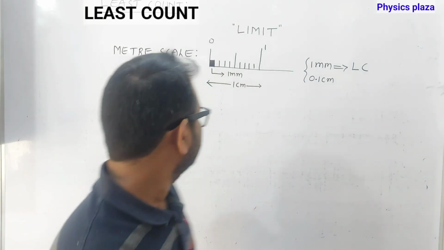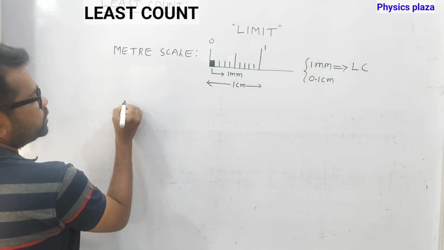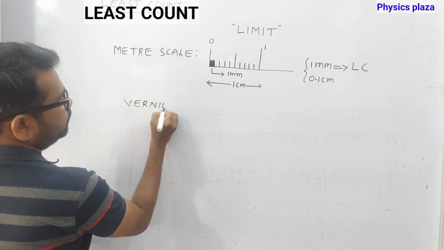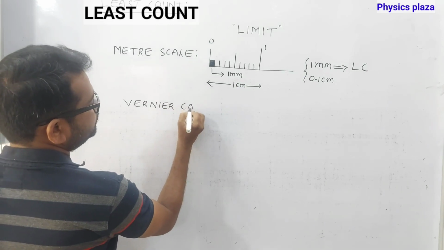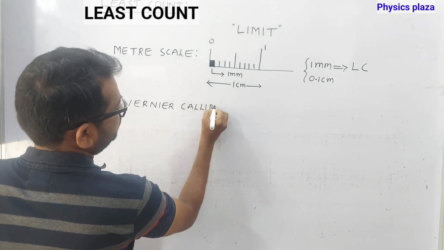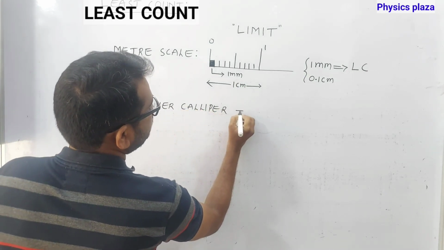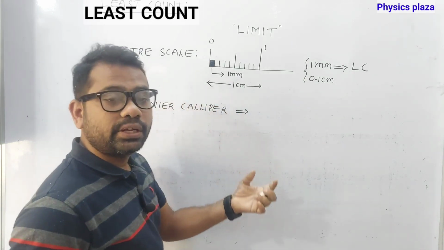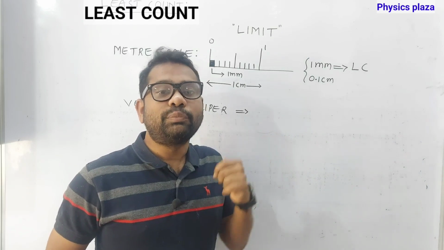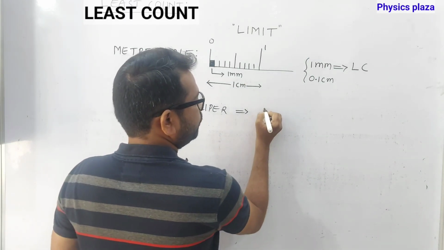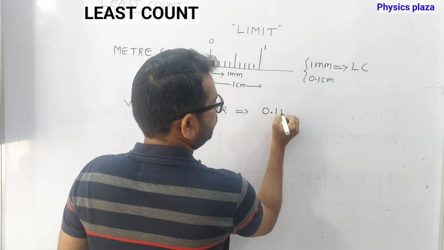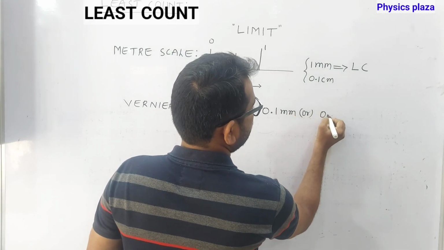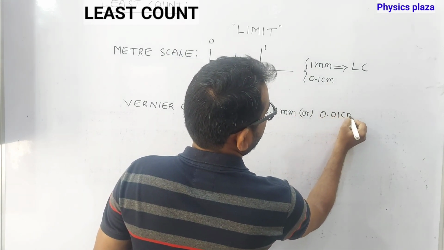No, we cannot prefer that. There we will be using vernier calipers. By using this device, we can measure up to 1/10 of a millimeter, which means 0.1 mm, or up to 2 decimals of a centimeter.